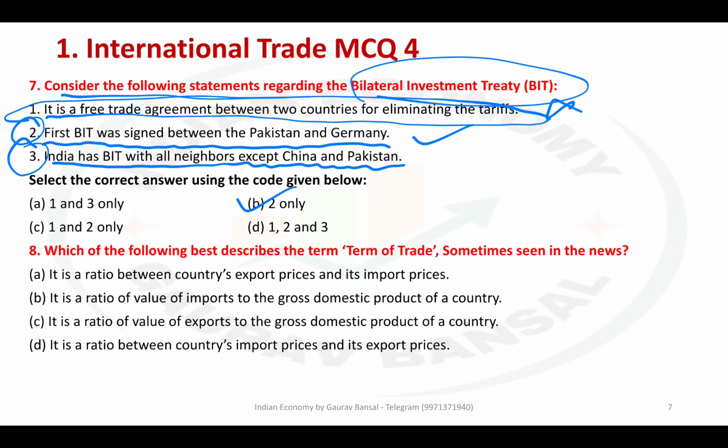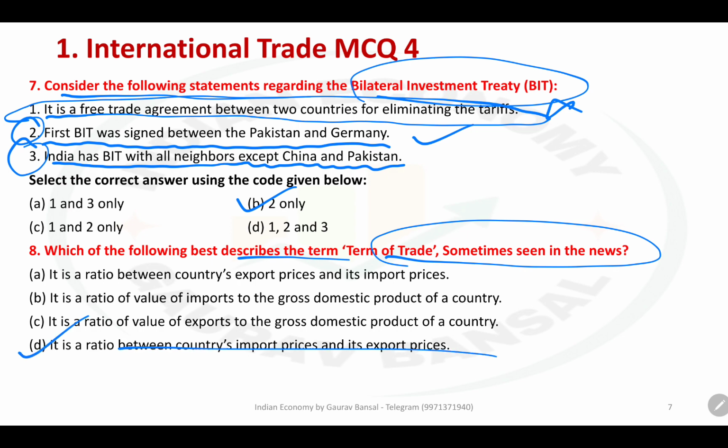Eighth, which of the following best describes terms of trade sometimes seen in the news? So terms of trade is the ratio of import and export prices. So D is the answer. A lot of students get it wrong. Ratio of export price to import price.